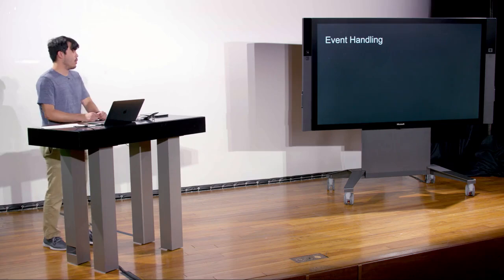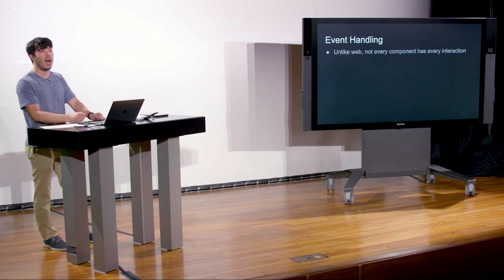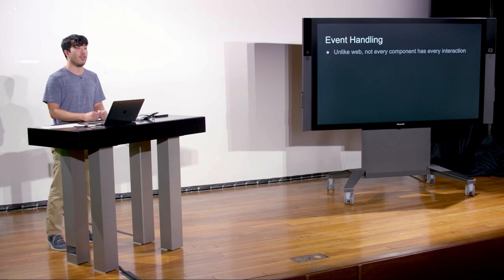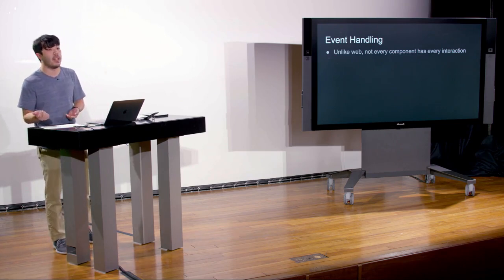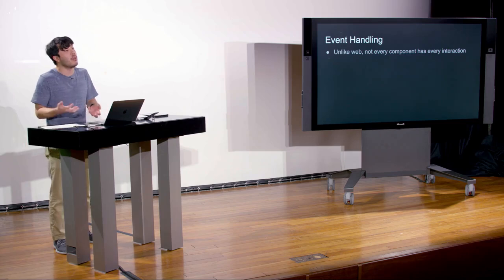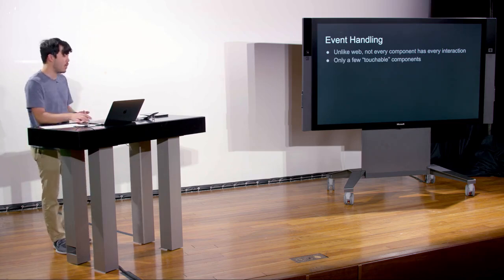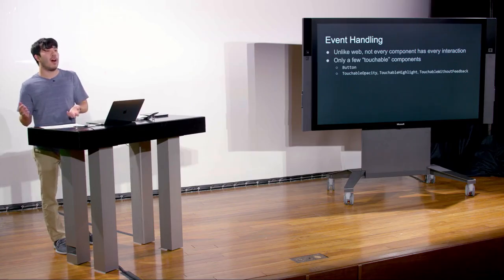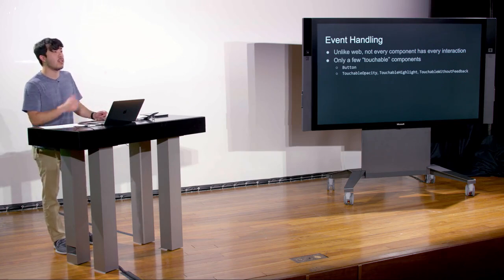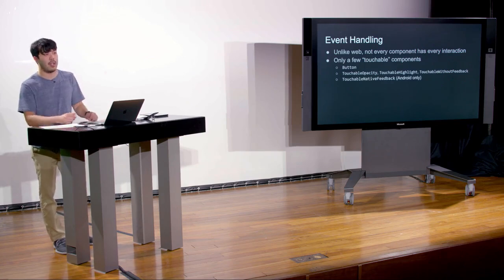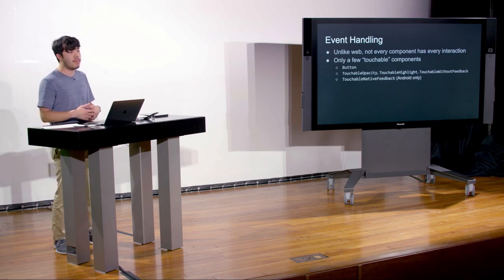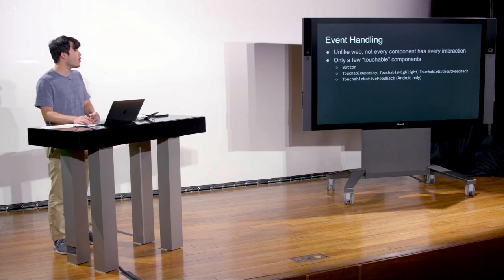So let's talk about event handling. Unlike web, not every component has every single interaction. In web, if we add a div, we can assign an onClick to that div. Or if we add a list item or a list, anything we can assign an onClick to. But unlike web, there are only a few touchable components in React Native. Those are a button, which we've used before, these three things called TouchableOpacity, TouchableHighlight, and TouchableWithoutFeedback, which are just three base components that have slightly different reactions when you touch them. And then lastly, this thing called TouchableNativeFeedback, which is this native component that you can only use on Android.